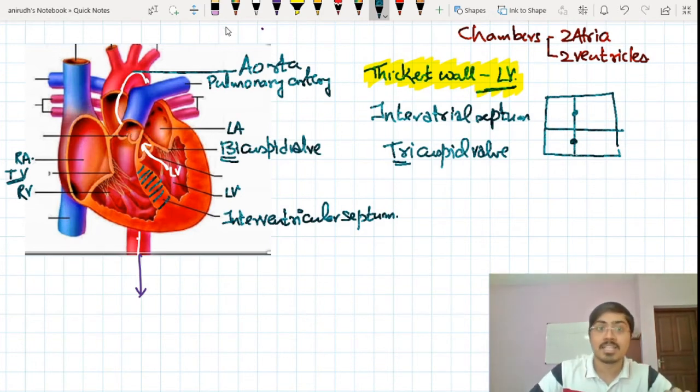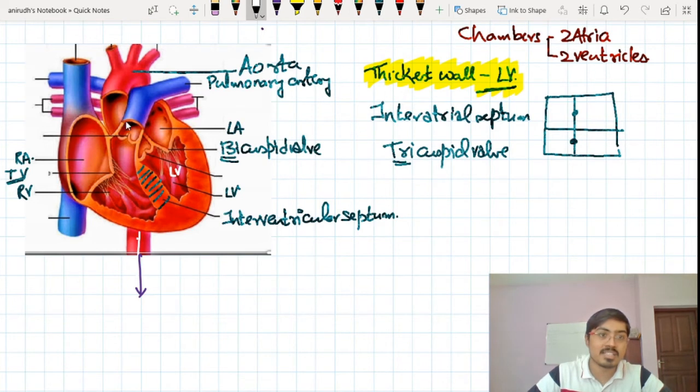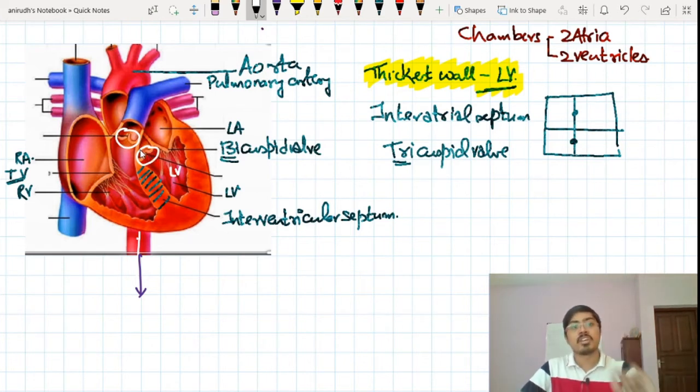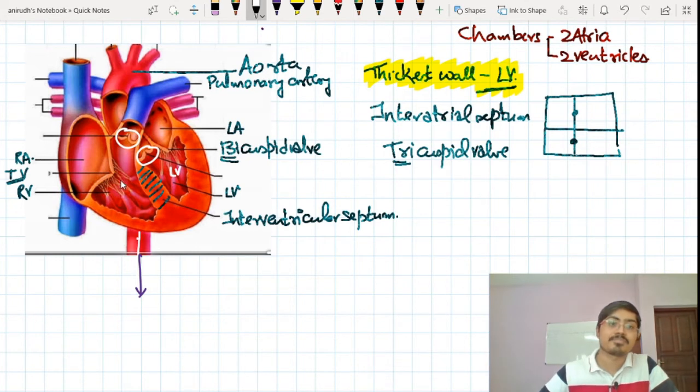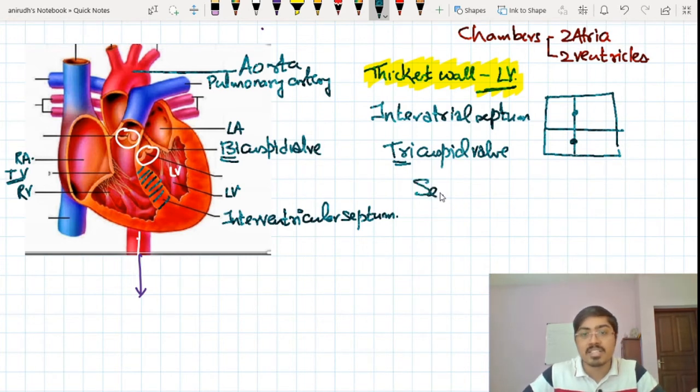So the point that I wanted to convey here is that in case of the aorta as well as the pulmonary artery, this is the aorta and this is the pulmonary artery. Can you see these structures over here? This is the valve which is present. These are the two valves that are present at the beginning of pulmonary artery and aorta. So the valves that are present at the beginning of pulmonary artery and aorta are called by the name of semilunar valves.